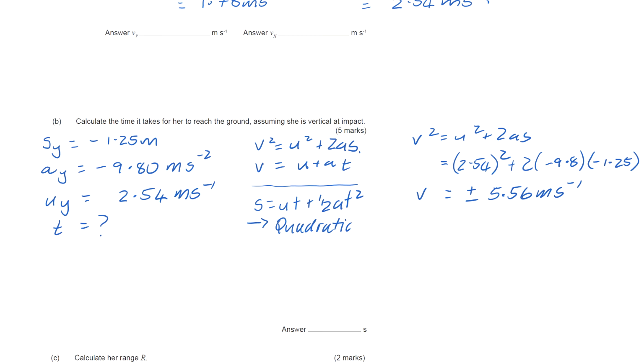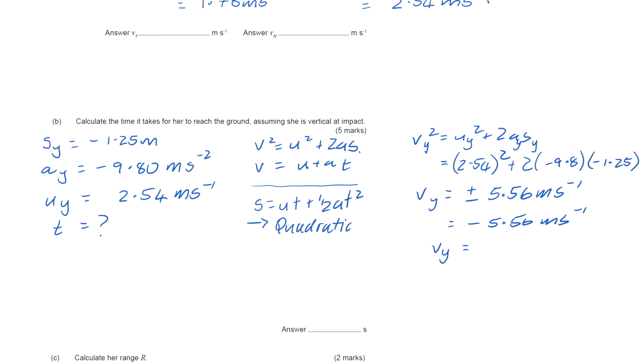Okay, and which one would it be? Well, he's going downwards, so therefore it's got to be minus 5.56 meters per second. That's really important, getting that minus in there. Okay, so it's got to be down, so it's got to be negative. Then I'm going to find out, sorry, let me just put in some subscripts there. I forgot to do that.